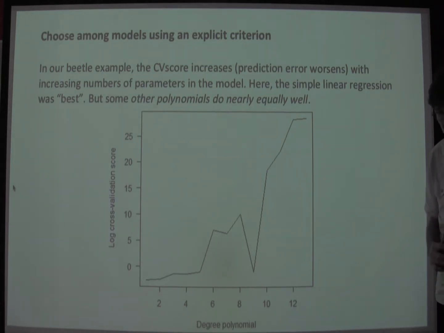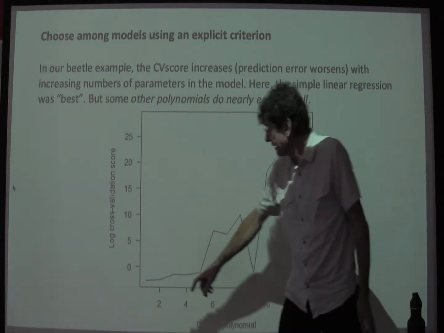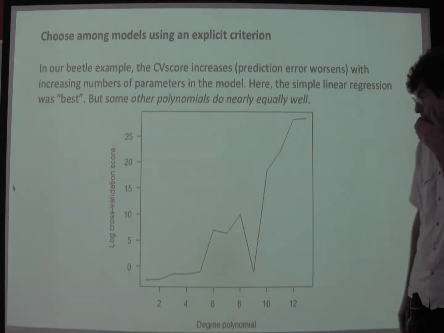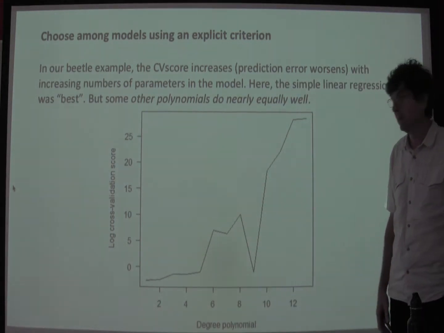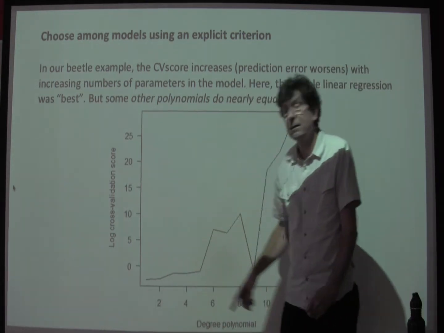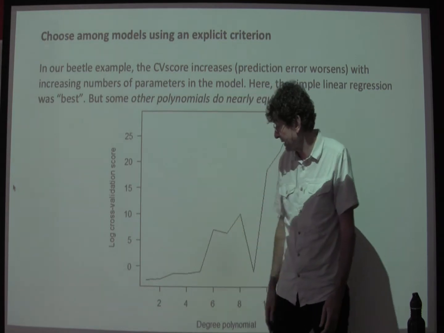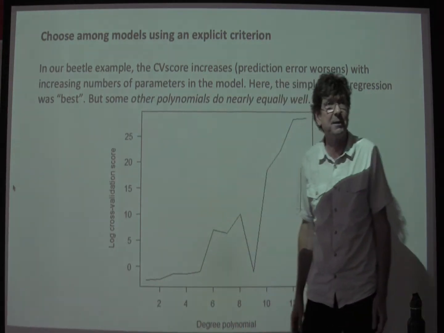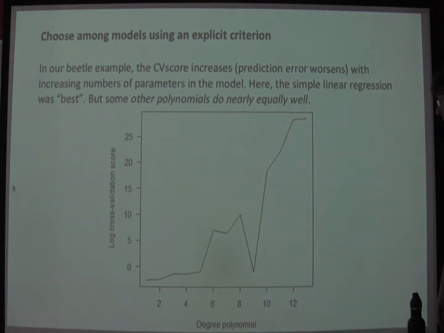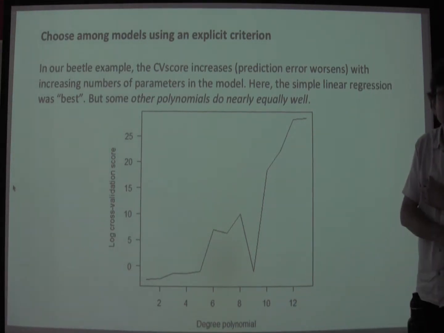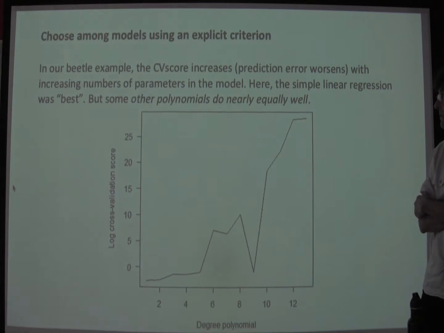The second thing I want to point out with this example is that a quadratic is almost identical. So how do we choose between them then? This is the best by this criterion, but if we did this kind of analysis, we'd be able to say actually all the way up to 5th degree polynomial does reasonably well. And amazingly, the 9th degree polynomial has an impressive cross-validation score.